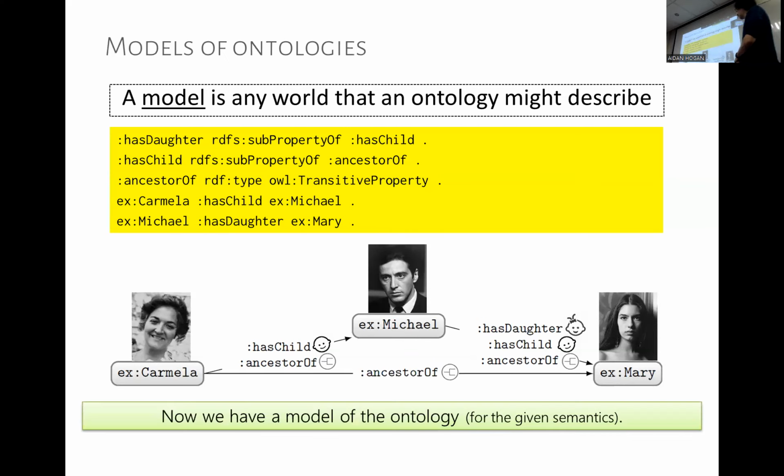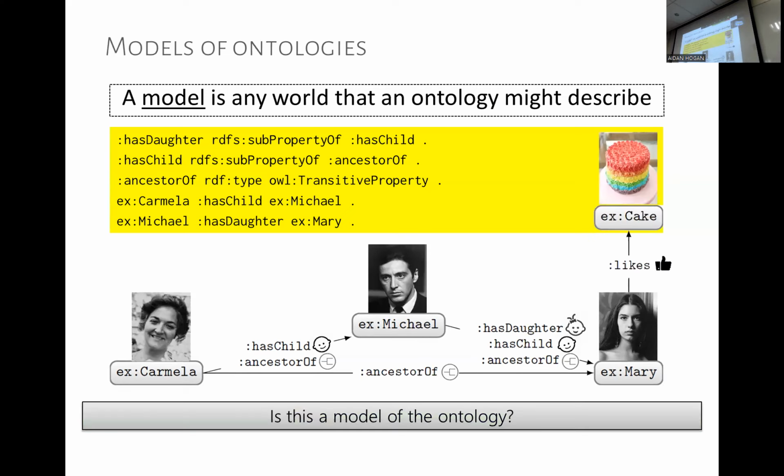So now we have a model of the ontology. If we add Carmela ancestor of Mary, then this is essentially something that this ontology could be describing. This could be a configuration that the ontology describes. Okay, so what about in this case? What happens if we add some more information, or we have some other relations in the real world, like that Mary likes cake? Is this a model of the ontology?